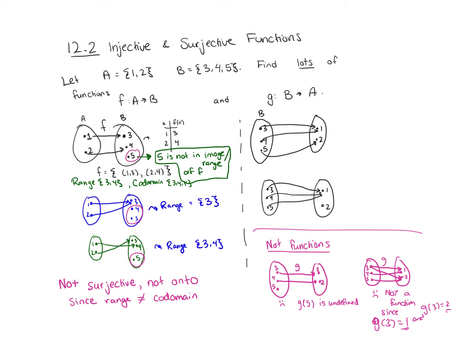Now, what else do we notice? Some of these functions here send two different elements to the same element. So that function did it, this function did it, and this function actually sent 3 to the same element. So we have multiple elements getting mapped to the same element. That means that we're not one-to-one.